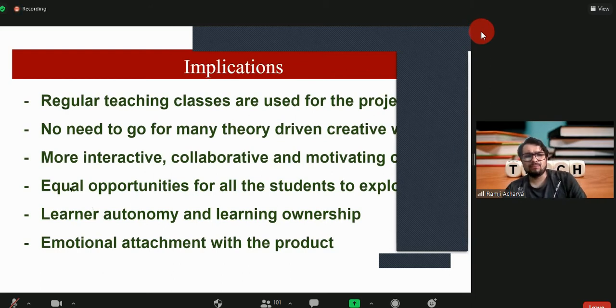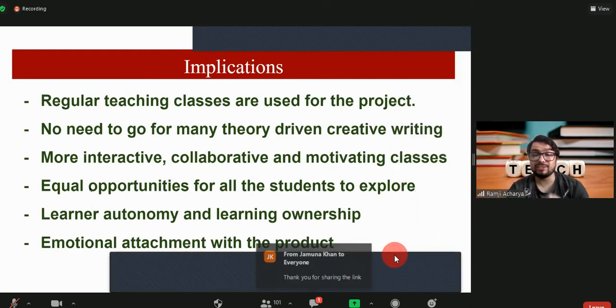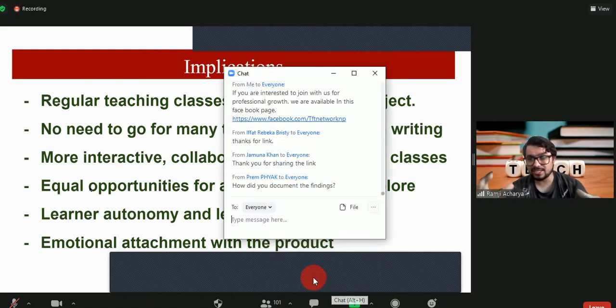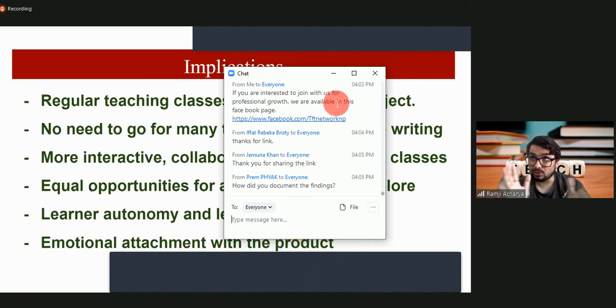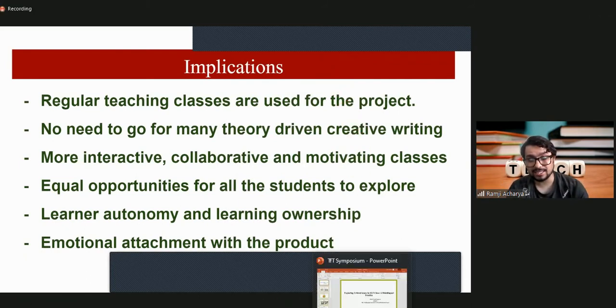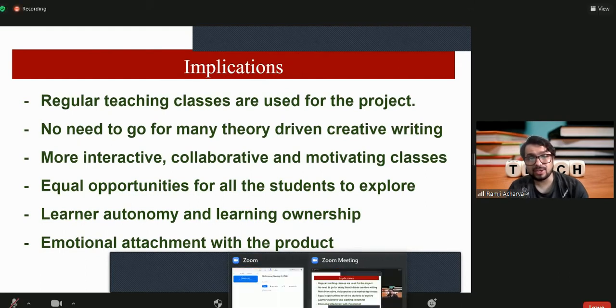And the classes are more interactive, collaborative, and motivating, because they were free to talk about their culture and society, but as a teacher, we need to be very conscious about controlling them. We need to control them within the given framework for discussion. And equal opportunities for all the students. They were divided in different groups and they were free to discuss. So everyone got a chance to share about their experiences.